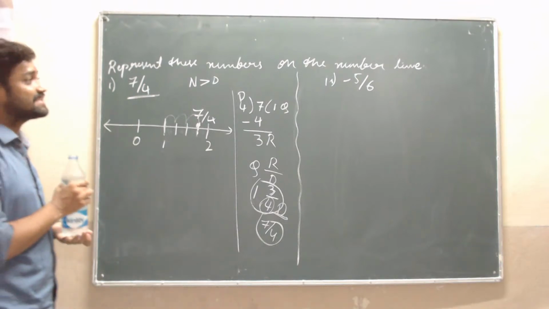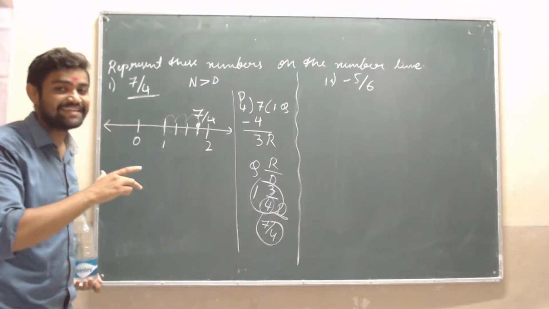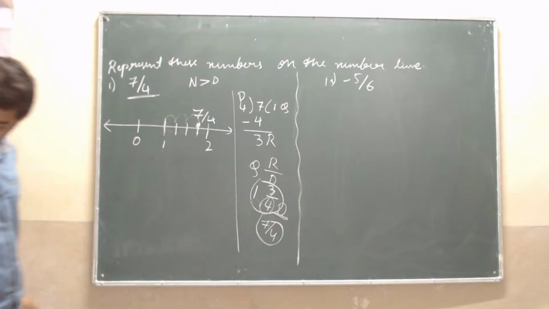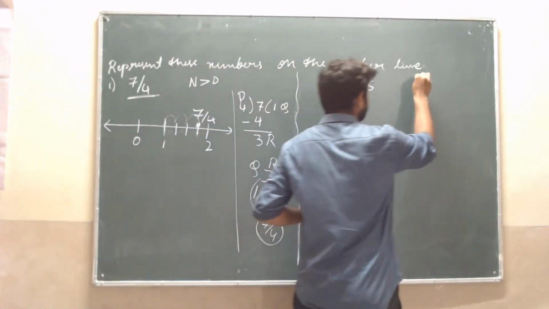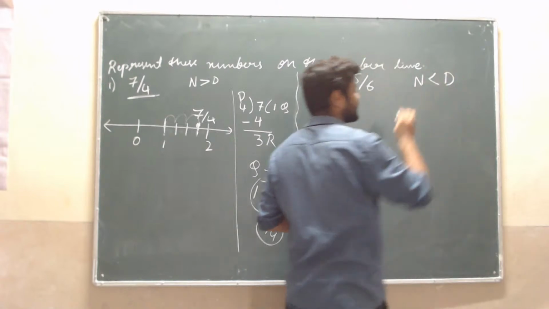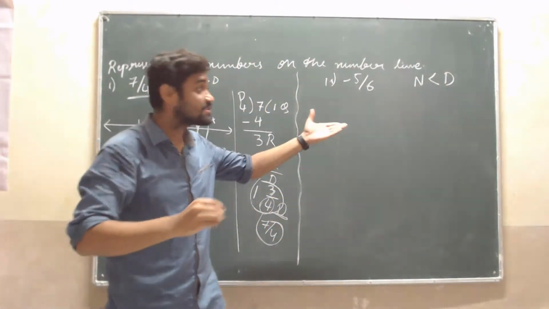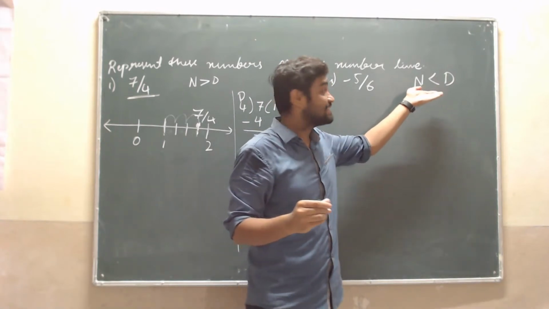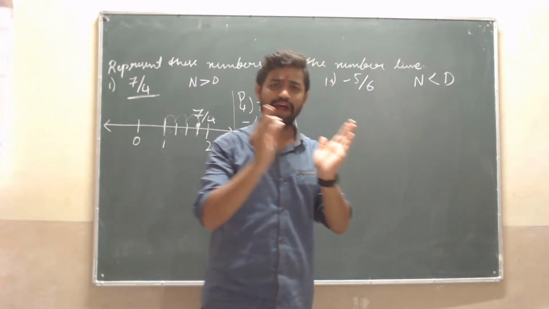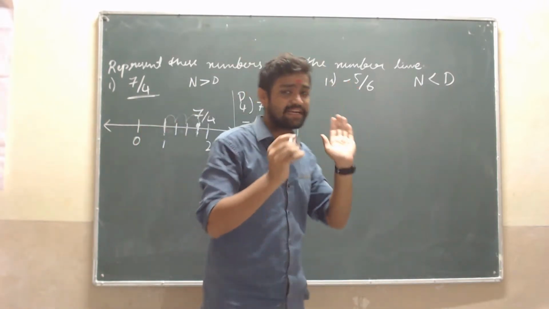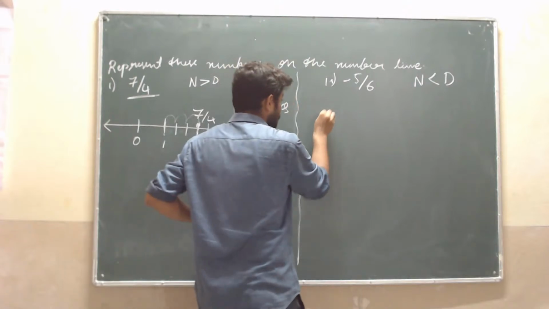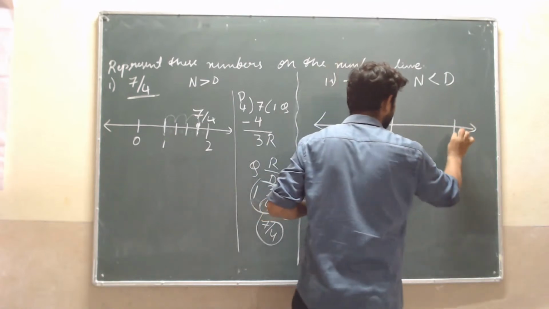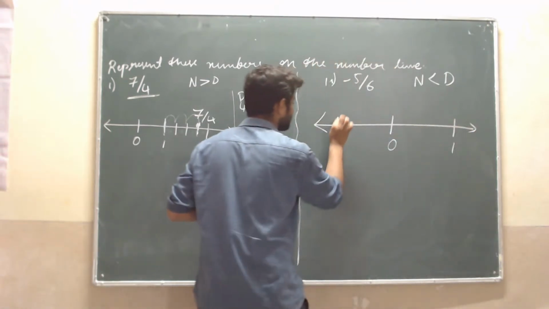And next one we have, that is if numerator is smaller than denominator. It is very simple, because if the numerator is smaller than denominator, we have to indicate that these numbers will lie between 0 and 1. See, concentrate here, these lie between 0 and 1, and this is minus 1.